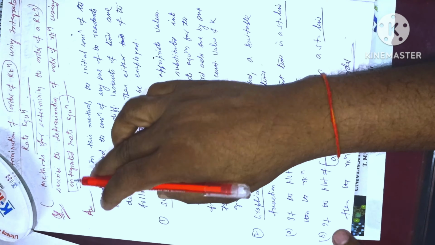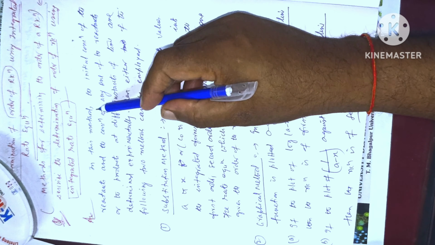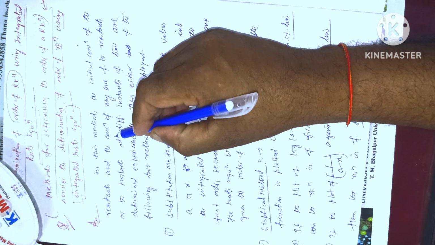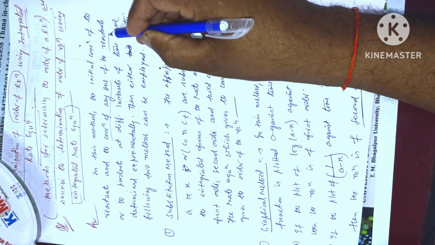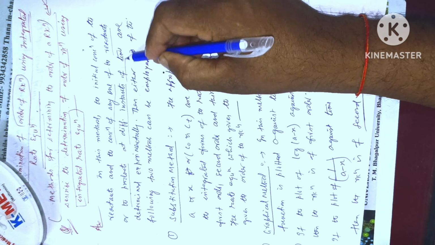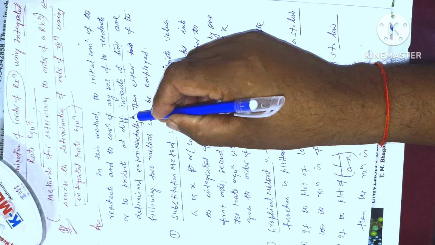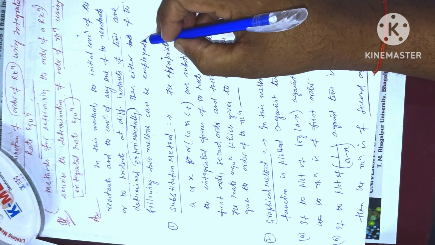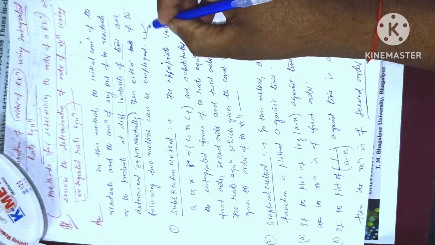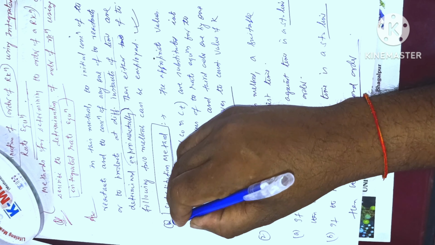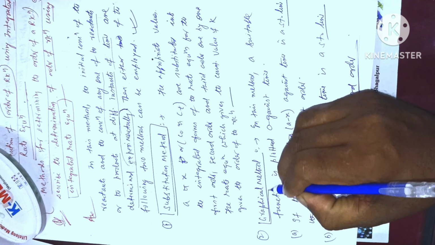So the answer will be like this: in this method, the initial concentration of the reactants and the concentration of any one of the reactants or the products at different instants of time are determined experimentally. Then either of the following two methods can be used. The first one is the substitution method and the other one is called the graphical method.